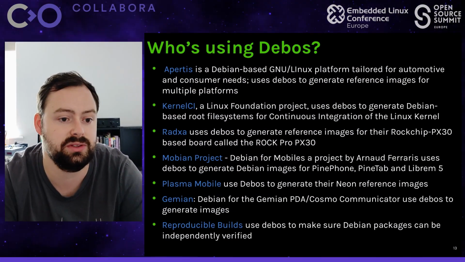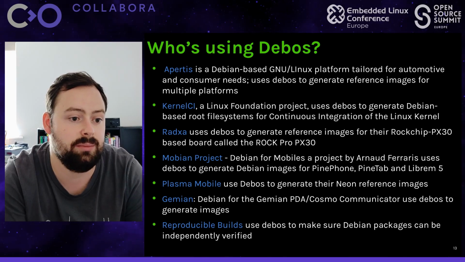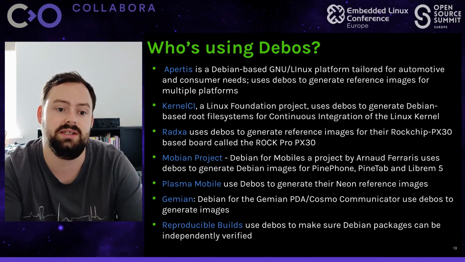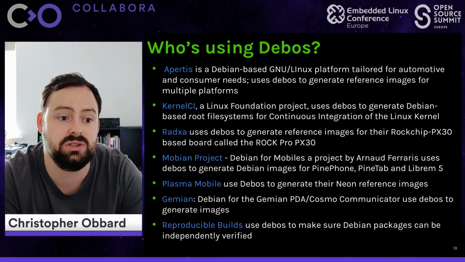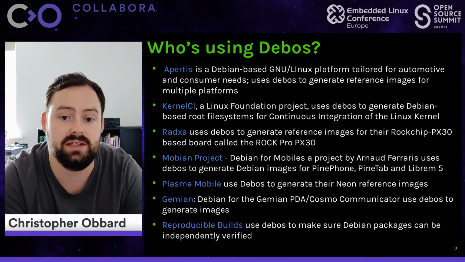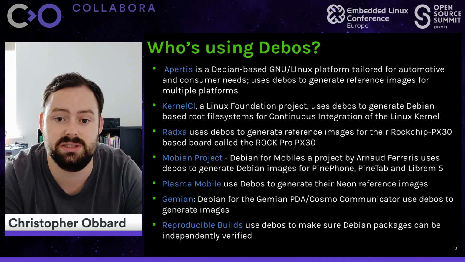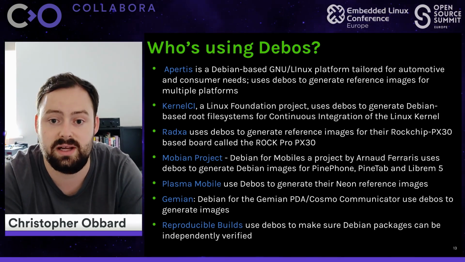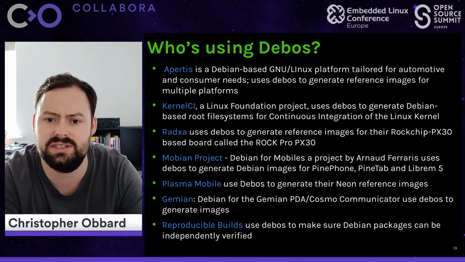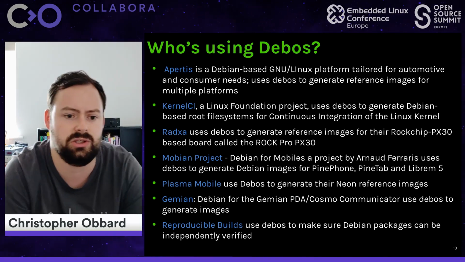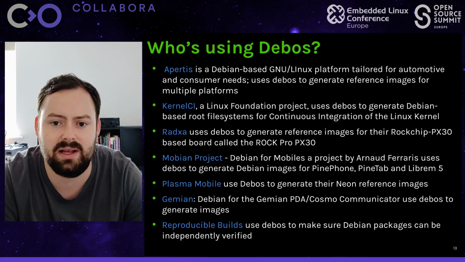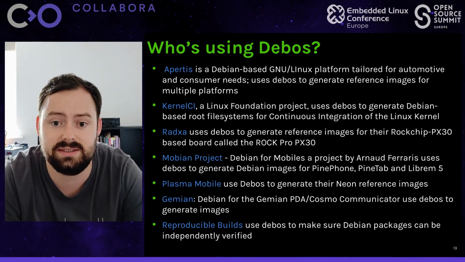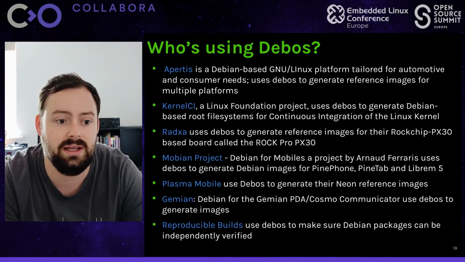So there are loads of people using Debos. Apertis, as we've mentioned, is a Debian-based platform for automotive and consumer use, and it uses Debos to generate reference images for lots of different platforms. They do cloud images, they do images for Raspberry Pi 3 and 4, they do lots of strange reference platforms for IMX6. The list really is endless.